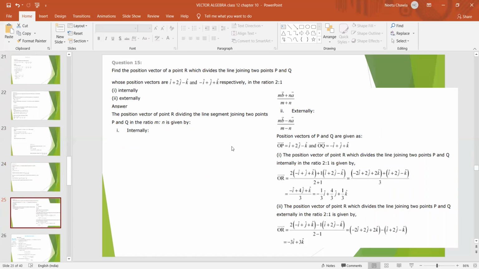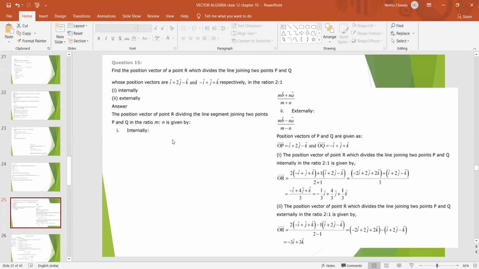This is your question number 15, in which we are going to use the section formula. Find the position vector of a point R which divides the line joining two points P and Q, whose position vectors are i plus 2j minus k and minus i plus j plus k respectively, in the ratio 2:1. This is m and n. 2:1 means m ratio n, internally and externally.